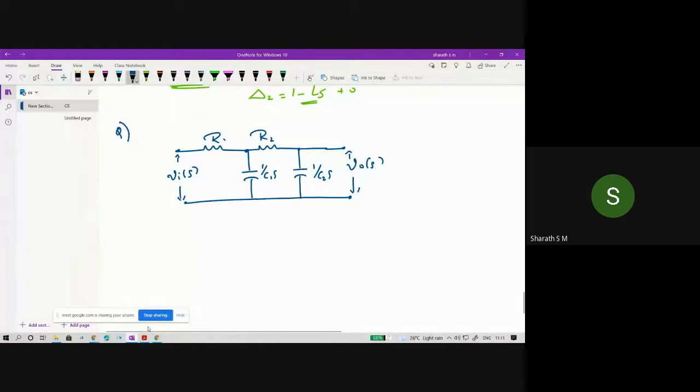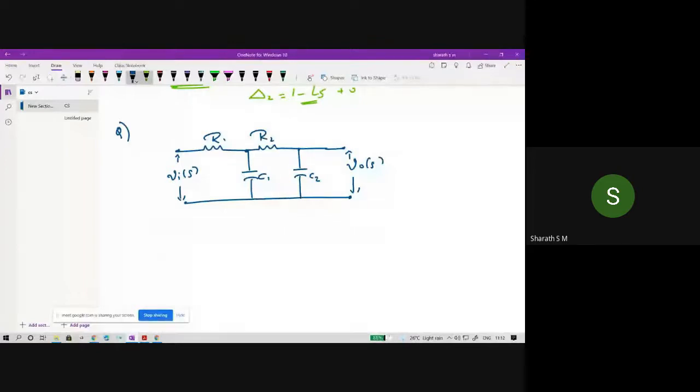So here we have an RC circuit. We have input as Vi and output as V0, and we have two resistors as well as two capacitors, R1, R2 as well as C1, C2. Just write these two as C1 and C2. Don't write them as 1 over C1 and 1 over C2. In the question, just make this alteration: this one as C1 and this one as C2.